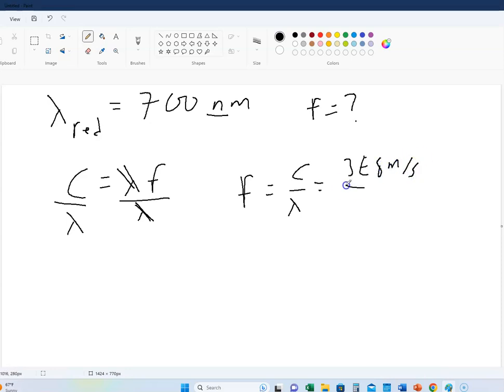Notice this time the meters are going to cancel. And so it's going to be 700, and of course, remember, it's nano, so it's times 10 to the minus ninth. And that's meters. So notice this meters cancels this meters, and that leaves us with 1 over seconds, and 1 over seconds is exactly what? Hertz. That's what hertz are.